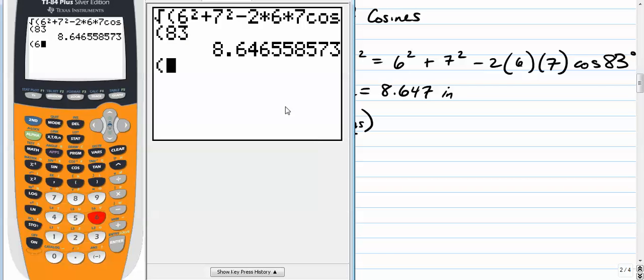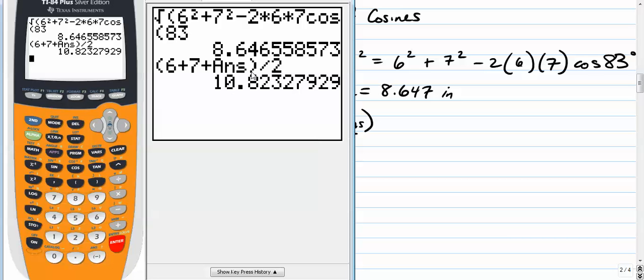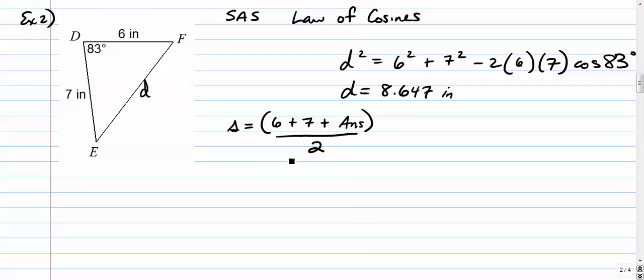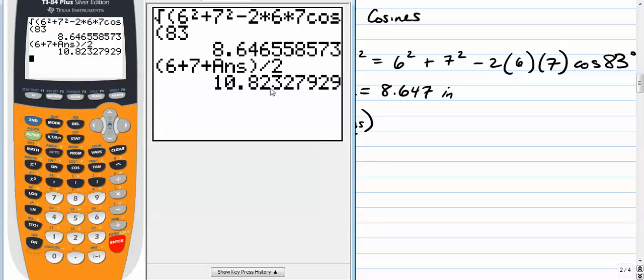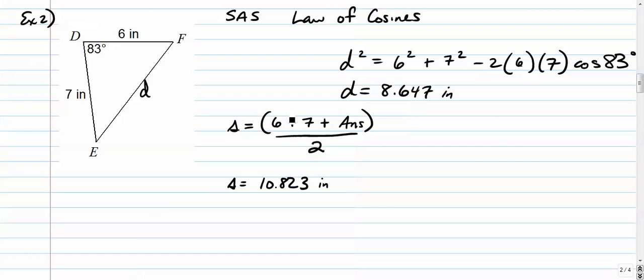We're going to go 6 plus 7 plus, and here again we'll use the answer function, so it's copying the answer down from the previous calculation. Close that parenthesis. Really important that you close that parenthesis, if not you'll get the wrong answer. So our semi-perimeter is 10.823. S is 10.823 inches. But it's not really 10.823. It's actually all these decimals and more, but we'll just focus on what our calculator can do for us.